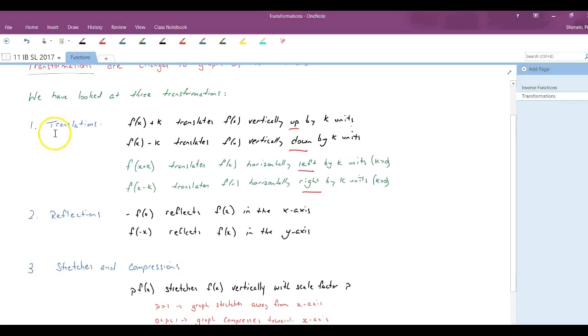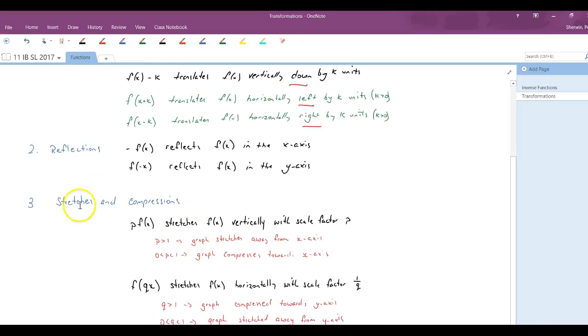Now, what I want you to know is that I've made some notes here, and we'll go to these at the end, and I'll give you a chance to copy them out. So what we've covered so far are 1 and 2. We've covered the translations, the up, down, left, right, and now the reflections. With the minus out the front, it reflects in the x-axis, and when that minus is in the function itself, it is reflected in the y-axis.